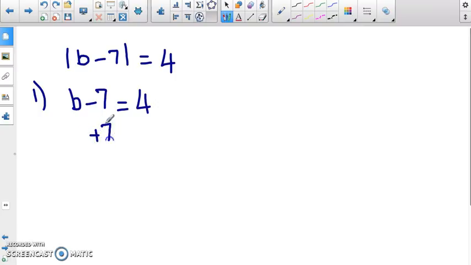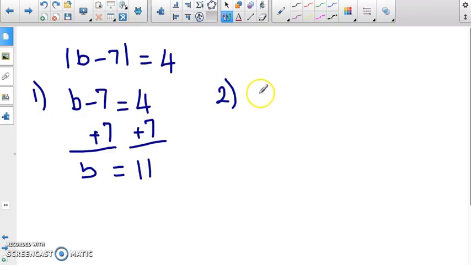Since there's a subtraction over here, I'm just going to add 7 on both sides. So it's going to be b, negative 7 plus 7 is going to be 0, so I don't have to write that one. And 4 plus 7 is equal to 11. So b can be 11. My second solution: the expression inside the absolute value bars, b minus 7, can be negative 4.